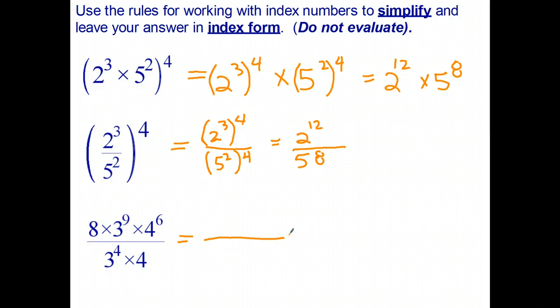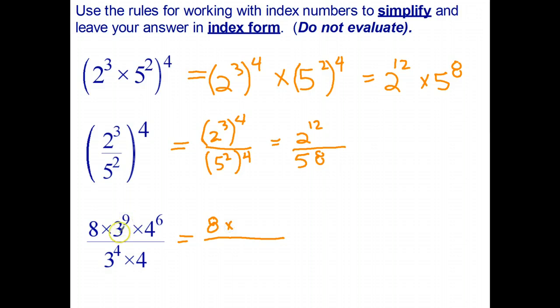Okay, the last question on this page. We've got 3 factors on top, 8 times 3 to the 9th times 4 to the 6th. And we have a 3 to the 4th times a 4 in the denominator. So basically, we're going to treat it as 3 questions. What do we do with the 8? Well, we can't simplify it, so we just keep it. So we just copy it across.